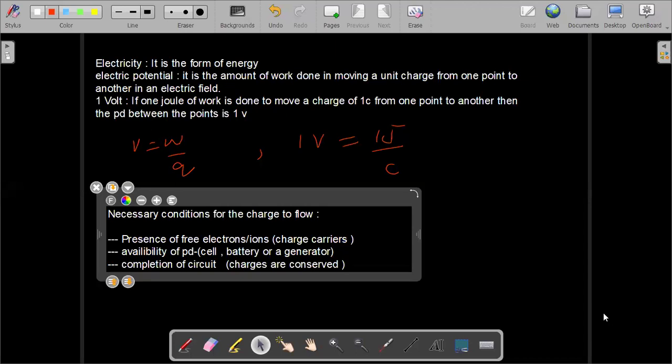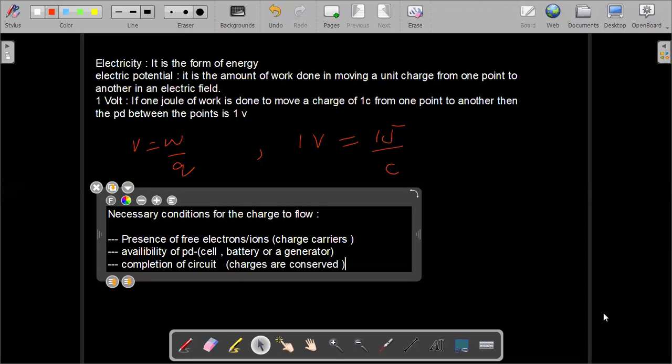Charges are conserved. So because of these three reasons, that charges are conserved and there should be availability of a potential difference to apply a force on the electrons. And the third one is presence of free electrons or ions, which are also called the charge carriers. If there is presence of free electrons or charge carriers, then it helps to transfer the electrical energy from one place to another. Got it?